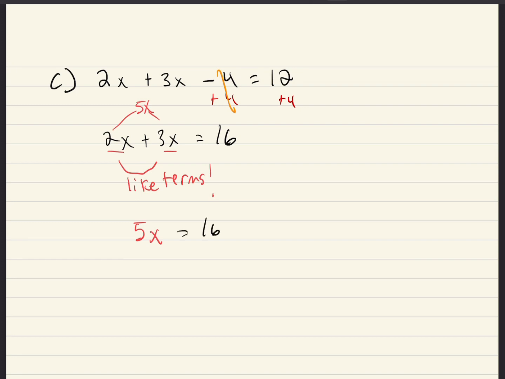Now, I'm going to do my final step, which is inverse operations to remove the 5. So since it's 5 times x, I'm going to divide both sides by 5. That'll cancel the 5s on the left side. And then my final x is a fraction, 16 over 5. And I can't simplify this any further, so we're just going to leave it like that.